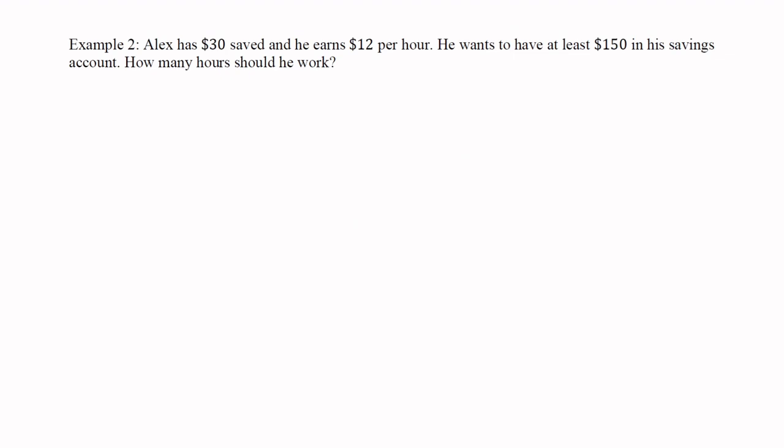Example 2, Alex has $30 saved and he earns $12 per hour. He wants to have at least $150 in his savings account. How many hours should he work? So we need to find out how many hours he needs to work. That's our variable X. We know that he has $30 saved already, plus he needs to work so many hours at $12 per hour. So that's $12 times the number of hours he works, and that needs to be greater than or equal to 150, so he can have at least $150 in his savings account.